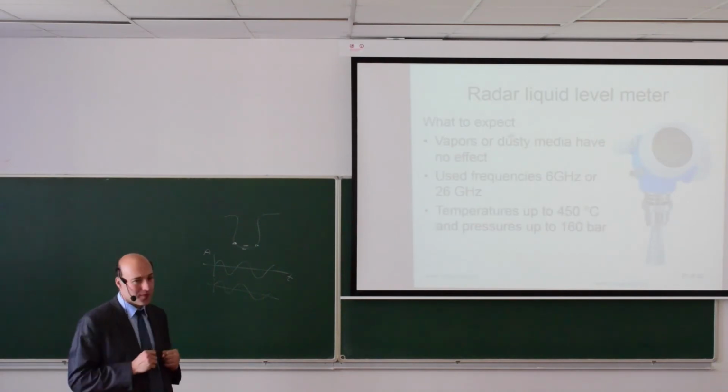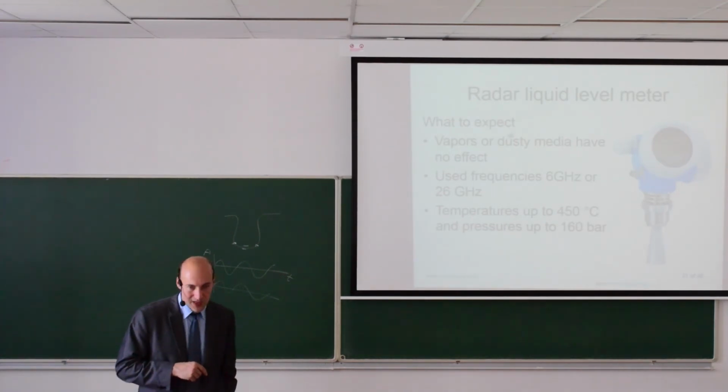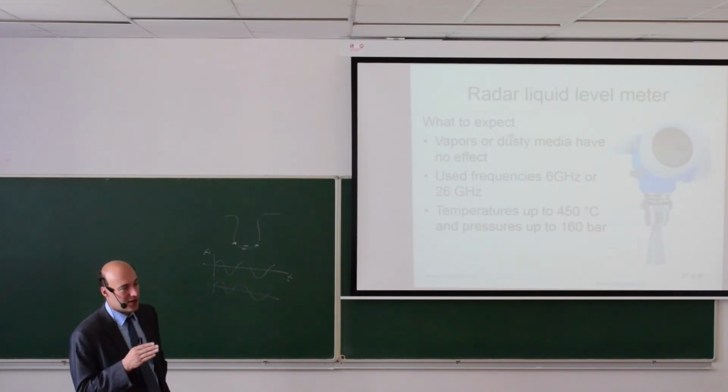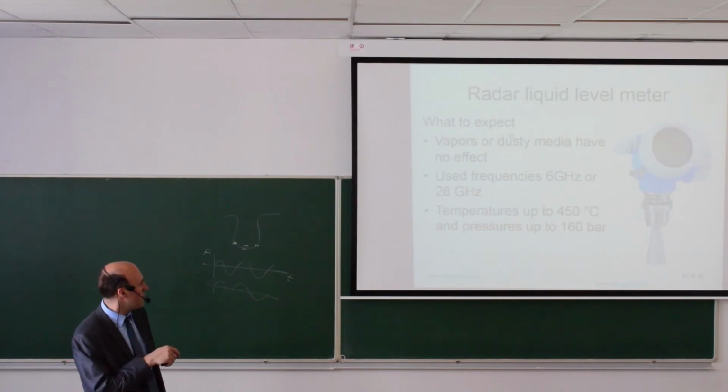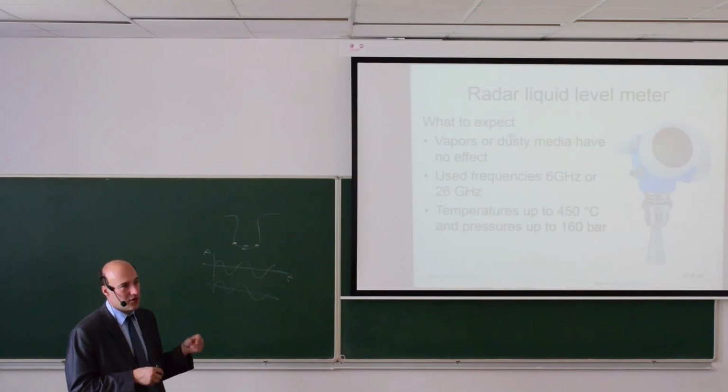The frequencies are in the order of gigahertz, so typically either 6 gigahertz or 26 gigahertz. 26 gigahertz is the industrial, scientific, medical band where you don't need a license. The accuracy of this sensor depends on the bandwidth and only on the bandwidth. So, for example, if you change the frequency between, let's say, 24 and 26 gigahertz, then you have a 2 gigahertz bandwidth, and this will give you an accuracy of a few centimeters, for example.